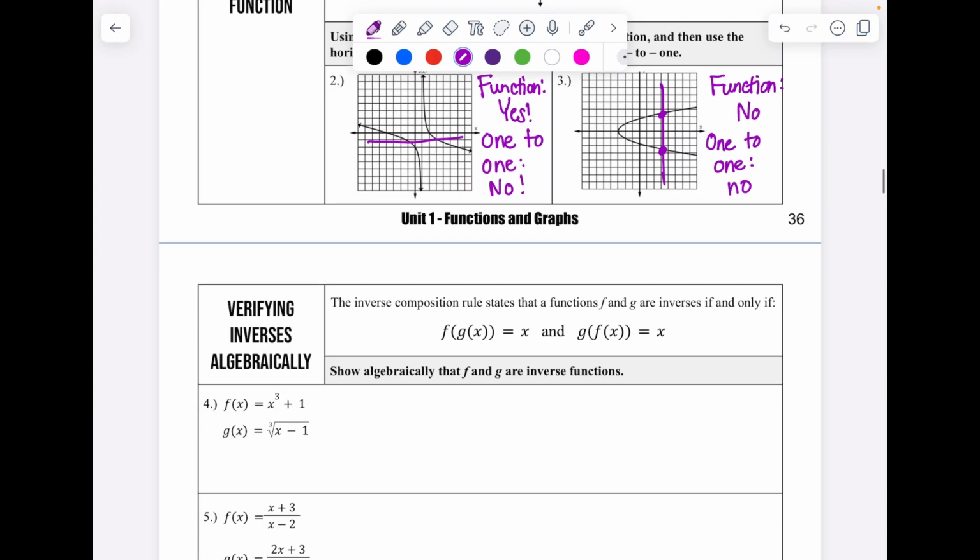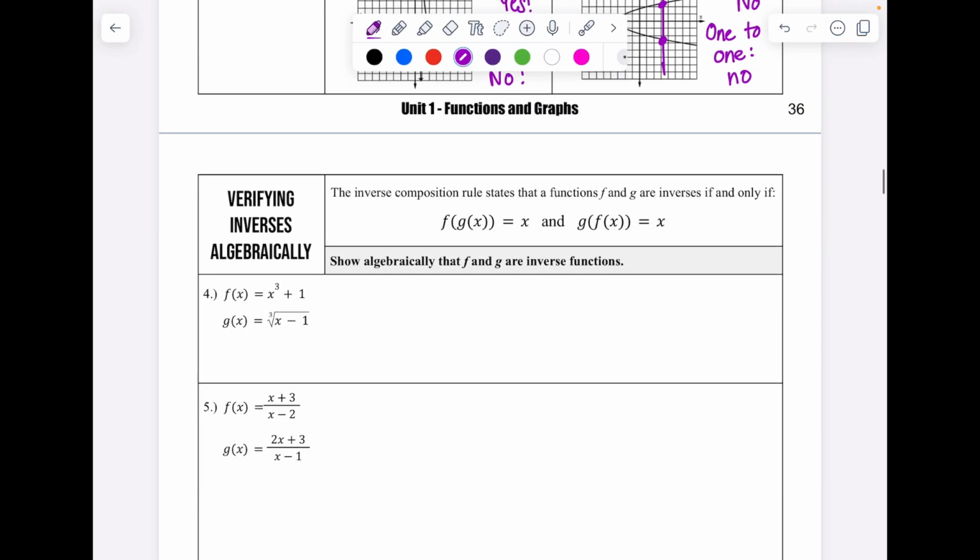All right, so a reminder of how we verify inverses. The inverse composition rule states that functions f and g are inverses if and only if f of g of x equals x and g of f of x equals x. So to algebraically verify whether things are inverses, we compose them. That's one of the applications of composition of functions. If when we compose, we fully simplify and all we end up with is x, the original input, then we know that if that works in both directions, they are definitely each other's inverse functions. They cancel out all the operations.